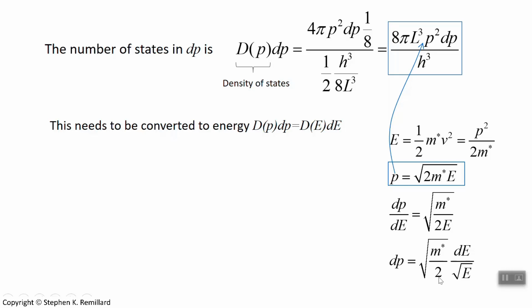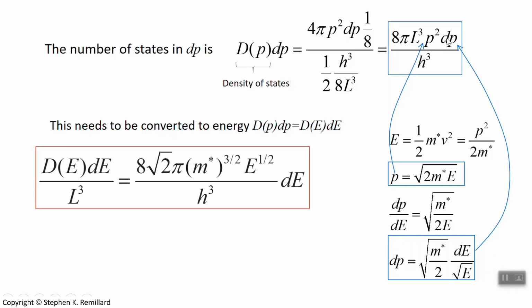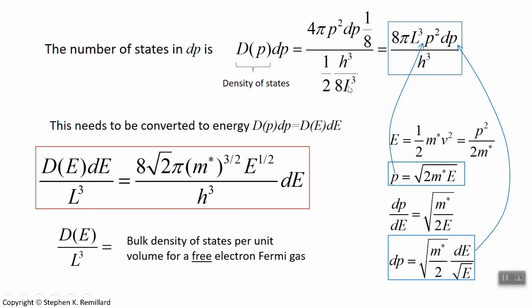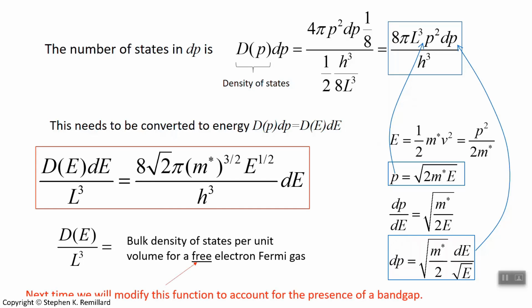We can replace it with root m over 2 times dE over root E. So put that in for dP. And when you make those substitutions, you automatically have d of E dE. I'm going to go ahead and divide out L cubed. In other words, I'm going to bring this L cubed over to the other side. It's the denominator, so still the denominator on the left side. And with everything substituted in, that's my final expression for the density of states per unit volume in this conductor.